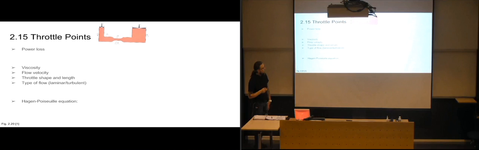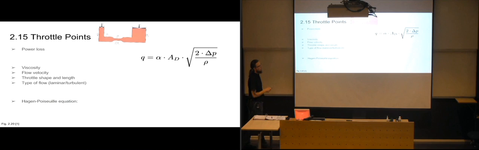So one way of discovering this power loss is to look at the Hagen-Poiseuille equation. I have no idea if I'm pronouncing this correctly. We look at the flow. I know the book uses the Q, but I know that Runald prefers using the dotted V, to show the flow rate. And we also have the alpha here, which is the flow index, and it is constant. And we have the cross-sectional area that the flow is going through, which is of course also constant.